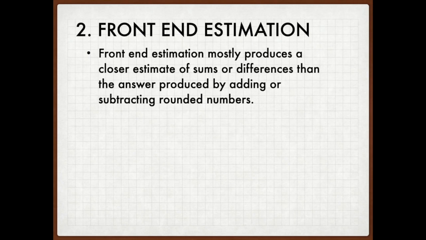So front-end estimation mostly produces a closer estimate of the sum or difference than the answer produced by adding and subtracting rounded numbers. So it's actually going to produce a closer estimate than rounding. So this is actually more detailed, more of an accurate estimate than rounding. So if I ask you which one is maybe not necessarily better, but which one would give you a more accurate or a closer estimate, it would be front-end estimation instead of rounding. So let's take a look at that.